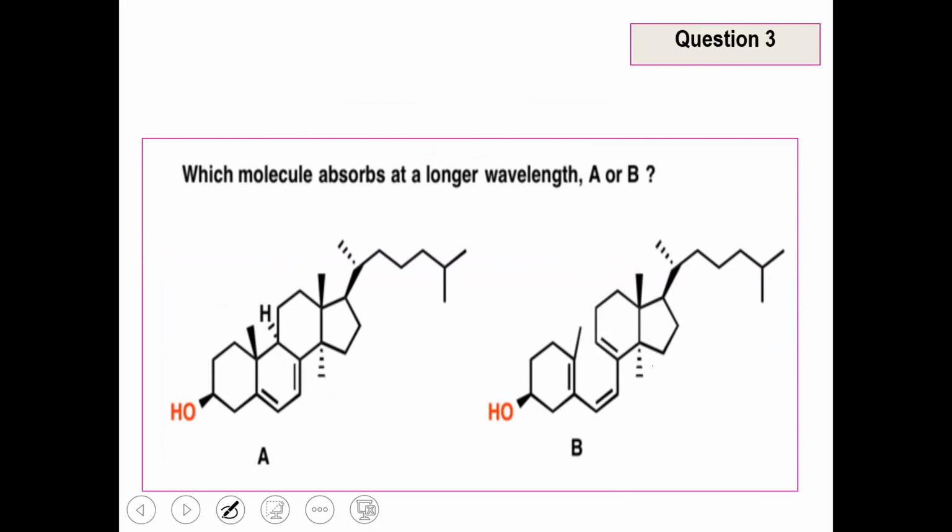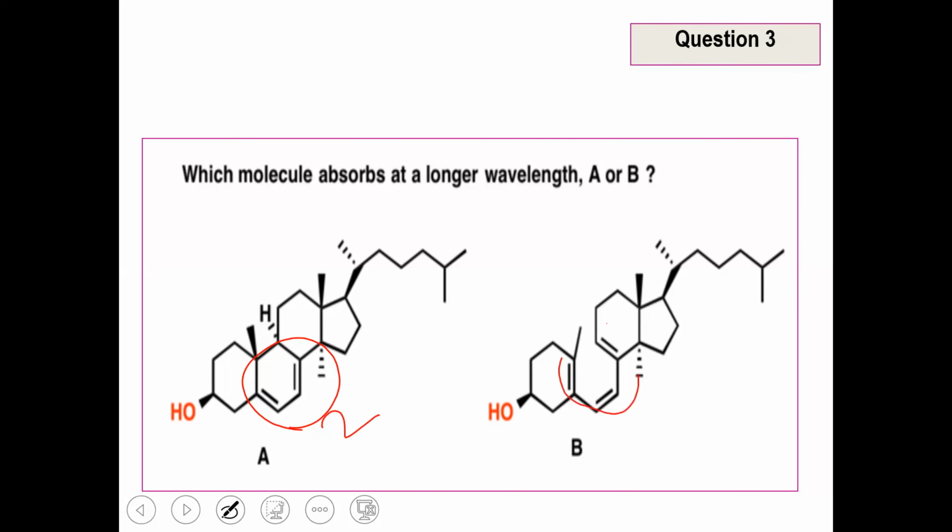Okay, very good. So what about this, A or B? The same concept, I've just given a few more questions on that. A or B, which has longer wavelength? You see the number of double bonds and also the conjugation. So here 2 double bonds.